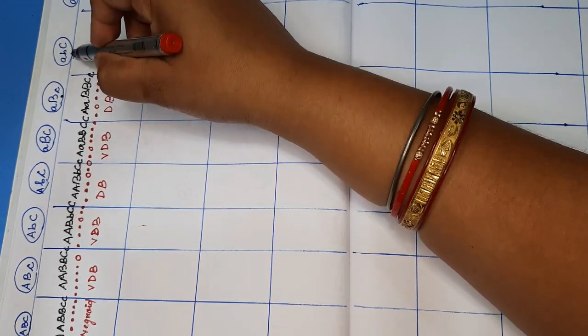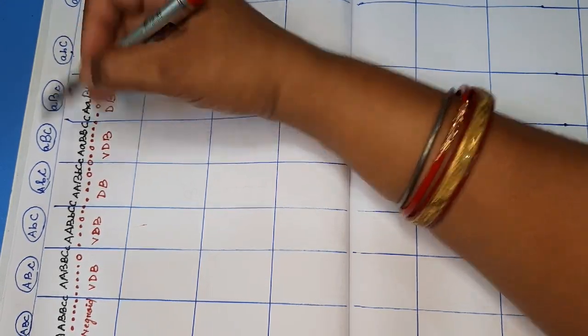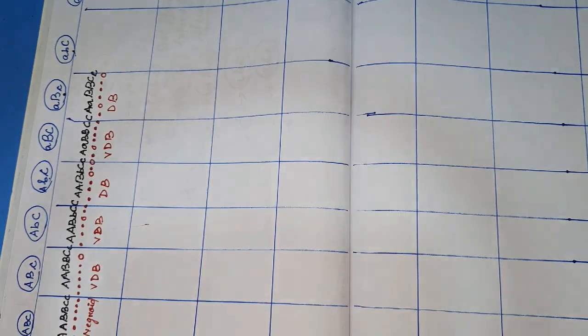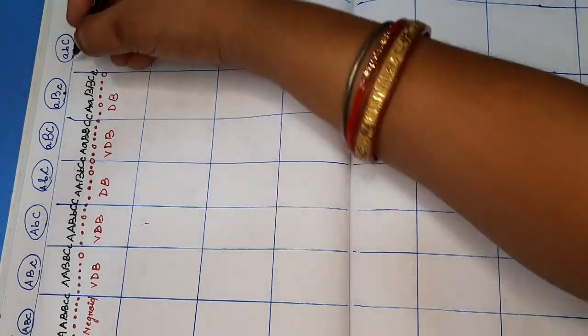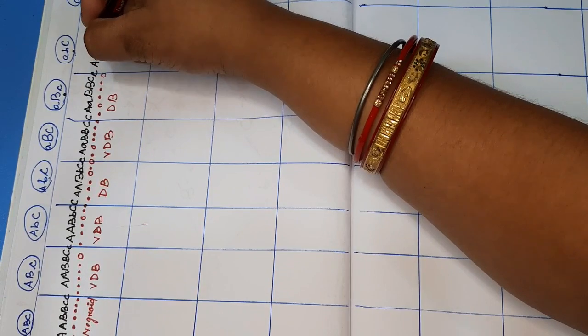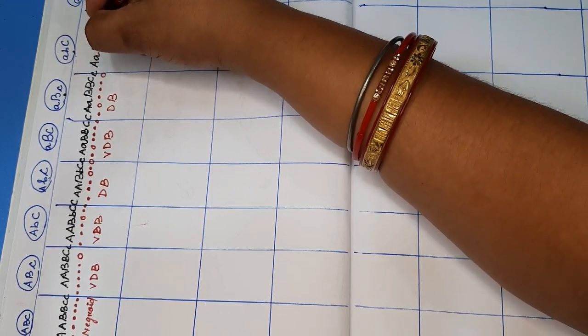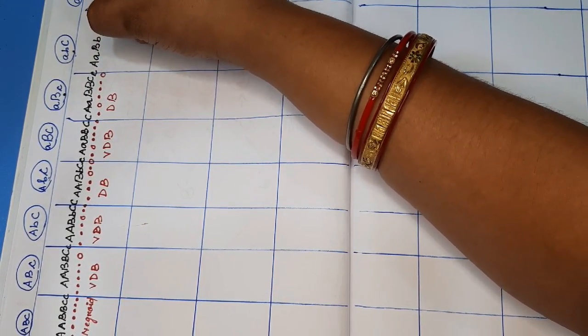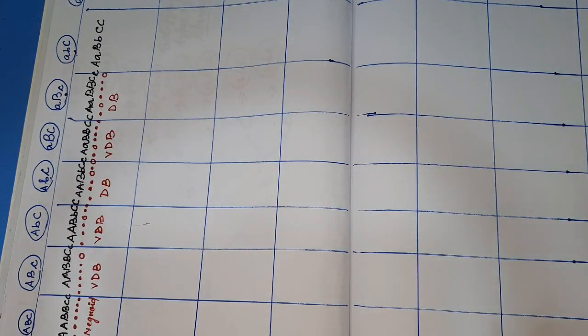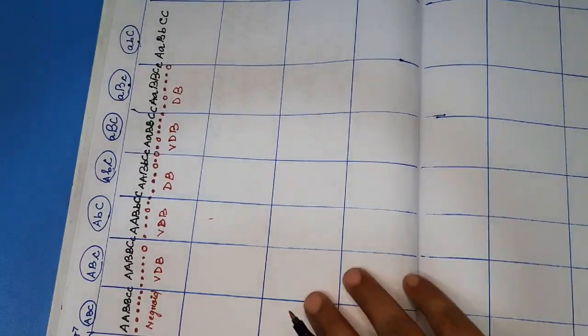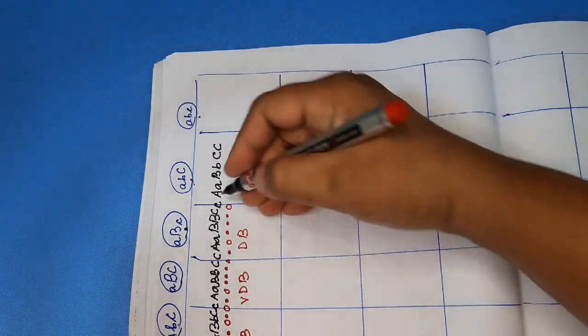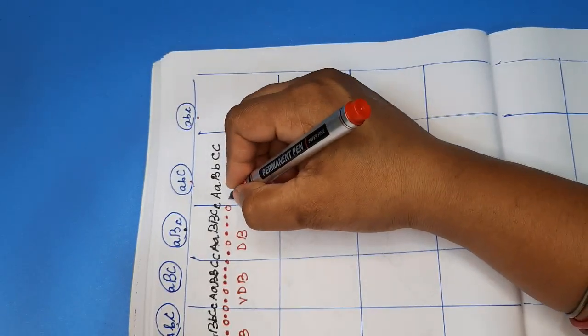If the seventh position on the horizontal column and first position on the vertical column are crossed, then it is capital A, small a, capital B, small b, capital C, capital C. So it is becoming difficult gradually. I hope now this is visible.